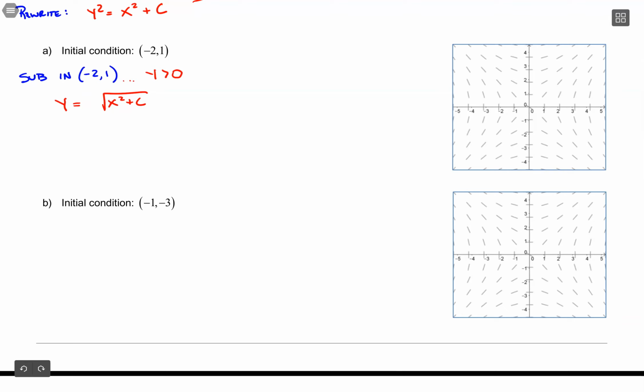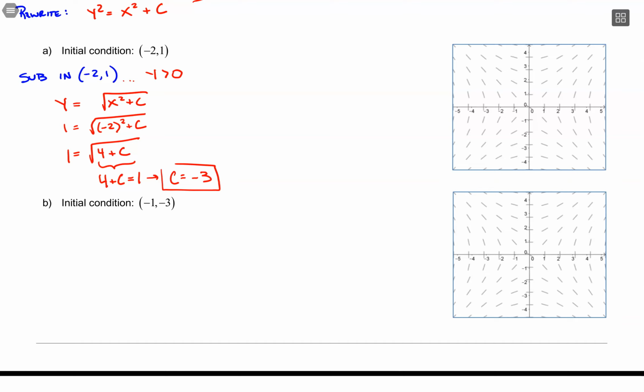And now let's substitute in y equals 1, x equals -2. And we're left with 1 equals the square root of 4 plus c. That means 4 plus c has to equal 1, which gives us a value of c equals -3. So that's our constant of integration. Let's go ahead and write out our particular solution. There's our particular solution, y equals the square root of x squared minus 3, but we're not done just yet.